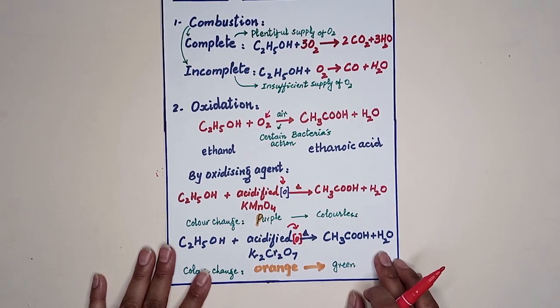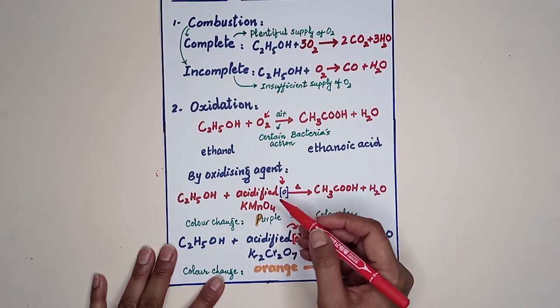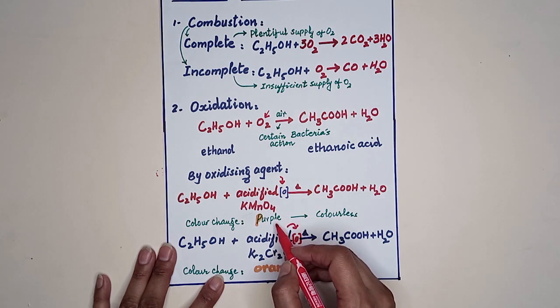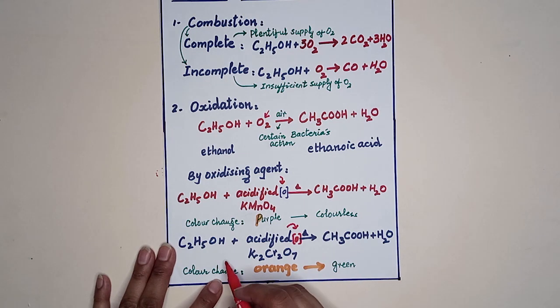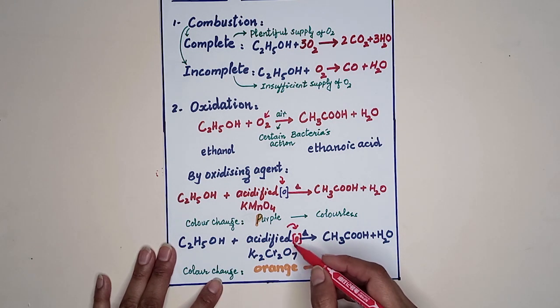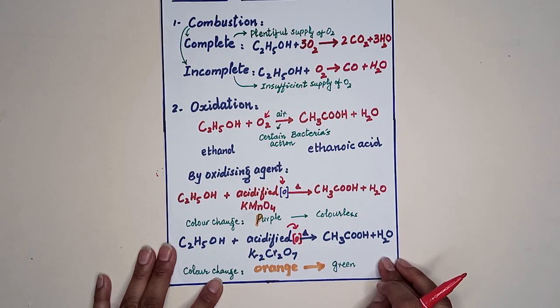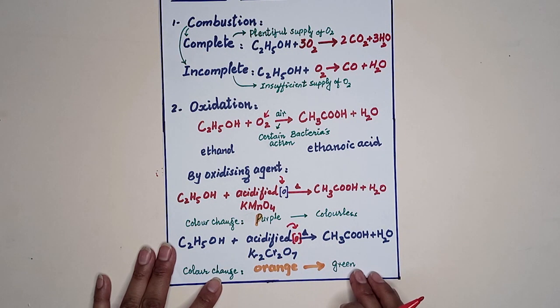But the point is that this reaction is very much important for their color changes. The purple color of acidified potassium manganate turns colorless when it reacts with the alcohol. If alcohol reacts with acidified potassium dichromate, then it will form ethanoic acid and steam. The color of potassium dichromate is orange and it will turn green.